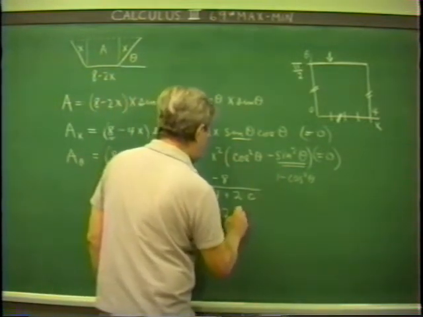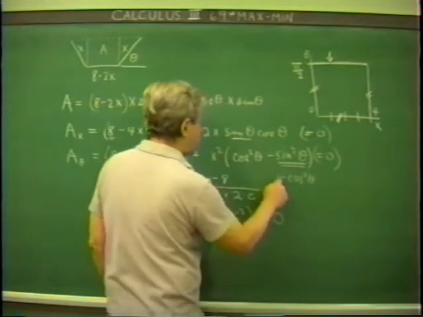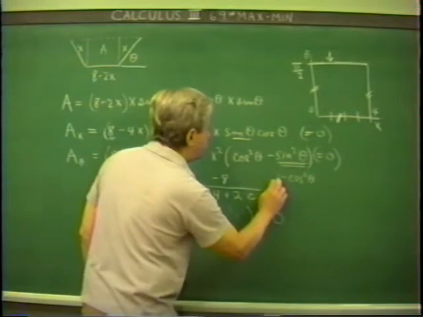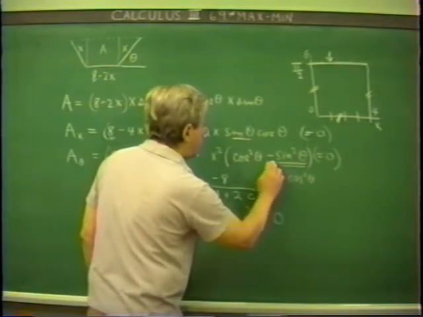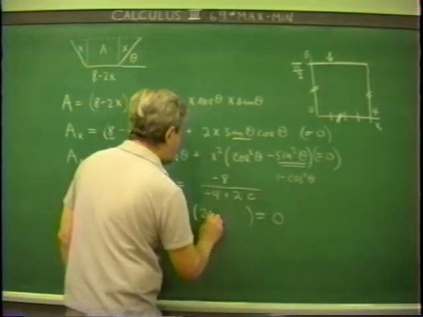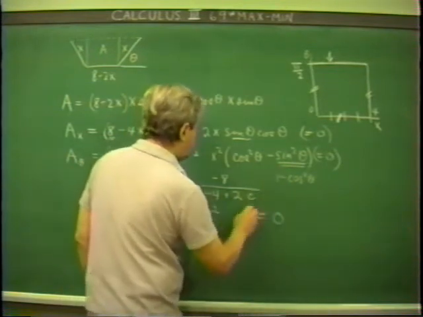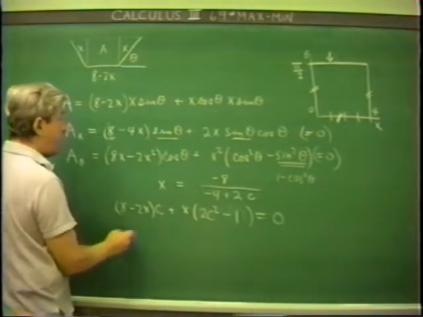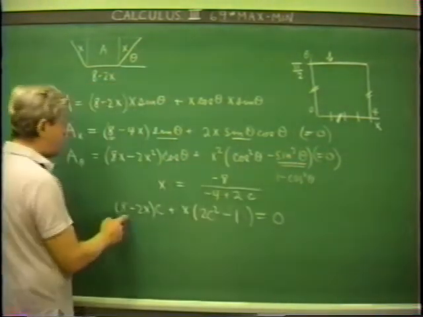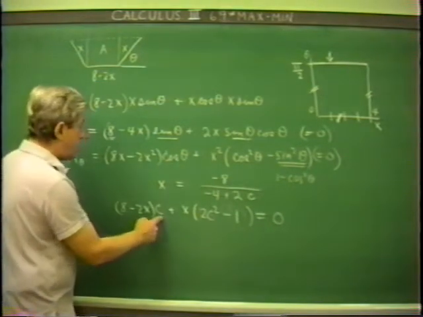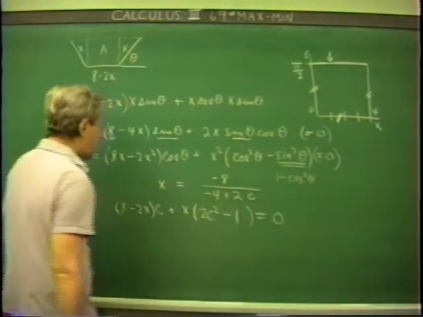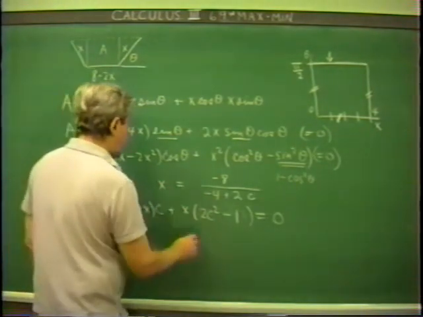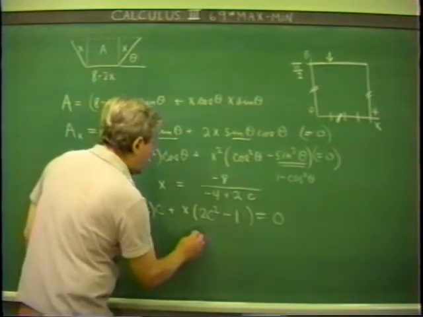What have we got here? We've got 1 minus 2c squared is equal to 0. This is not right. This is minus sine squared, so we should have 2c squared minus 1. So with c representing cosine theta here, the second equation being equal to 0 is equivalent to 8 minus 2x times c plus x times 2c squared minus 1 equals 0.